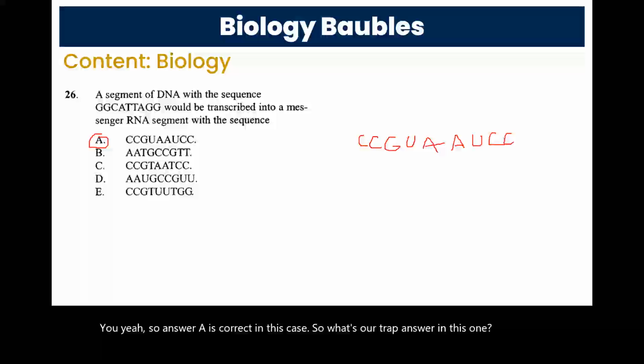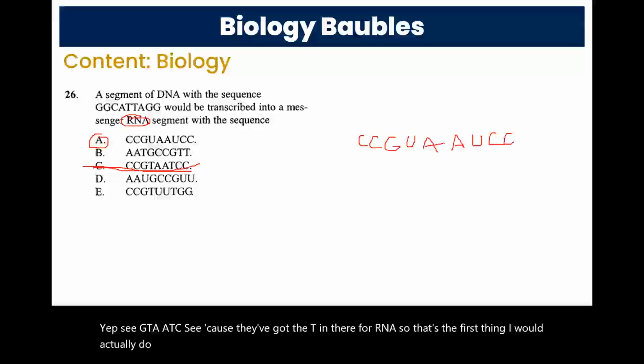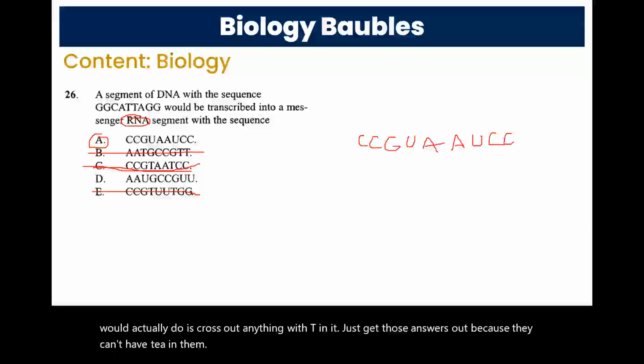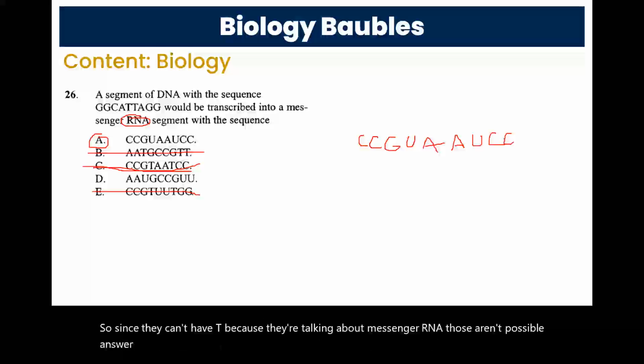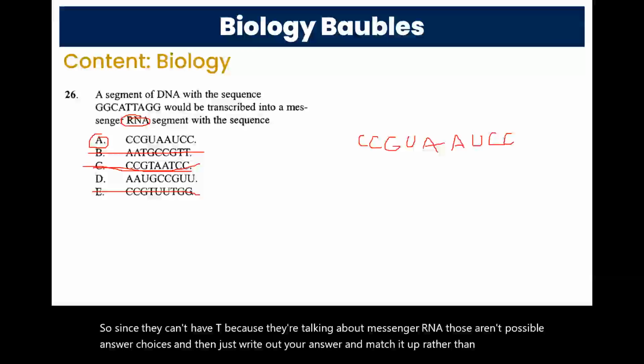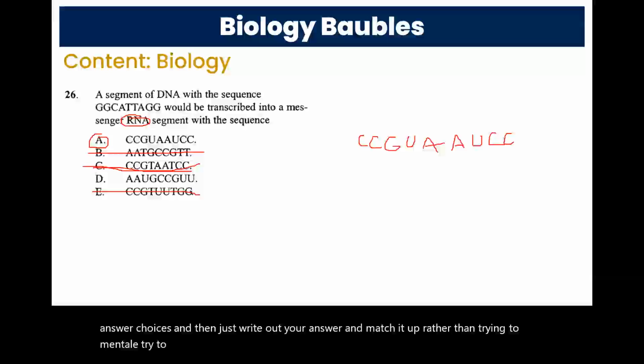Yep, CCGTAATCC, because they've got the T in there for RNA. So that's the first thing that I would actually do, is cross out anything with T in it. Just get those answers out because they can't have T in them. Since they can't have T because they're talking about messenger RNA, those aren't possible answer choices. And then just write out your answer and match it up rather than trying to mentally match up answers with what's in the passage or the question.